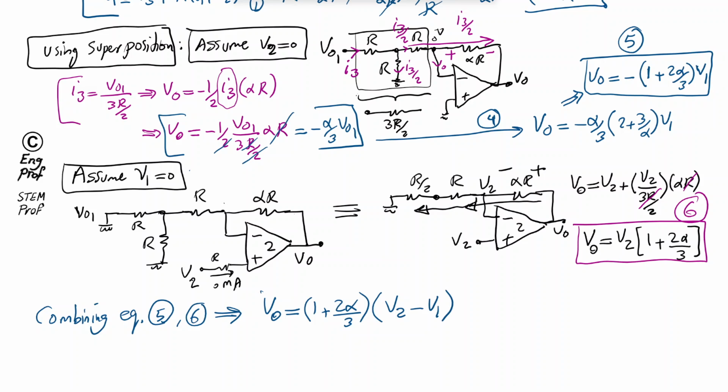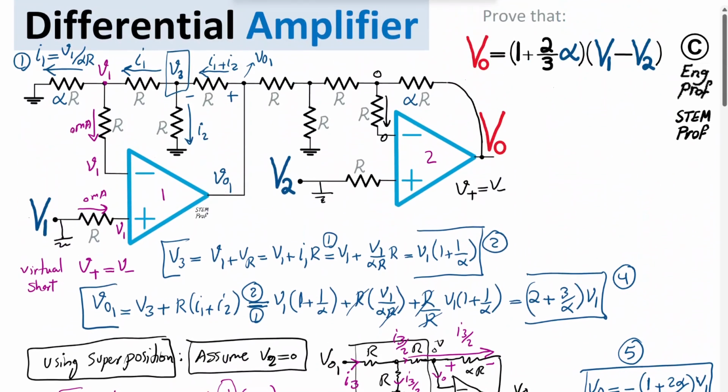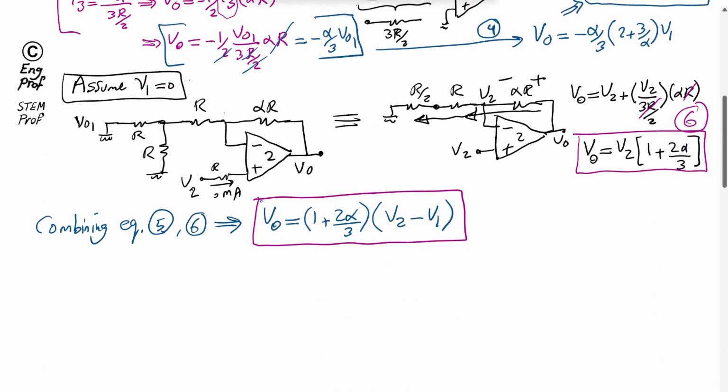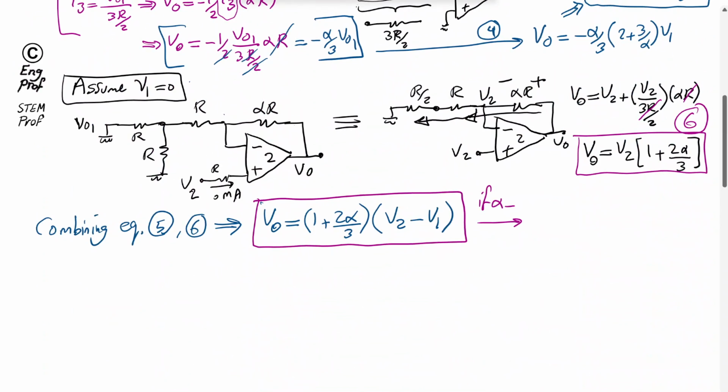This is exactly what we wanted to prove for the gain of this differential amplifier that basically computes the delta or difference between the two input voltages like an instrumentation amplifier, and then multiplies that by a gain that can be controlled by what we set as the resistor here, alpha R and alpha R. So for instance, if as an example we set alpha to 90, so it becomes 90R, then we get V out equal to 61 times V2 minus V1. That's an example.